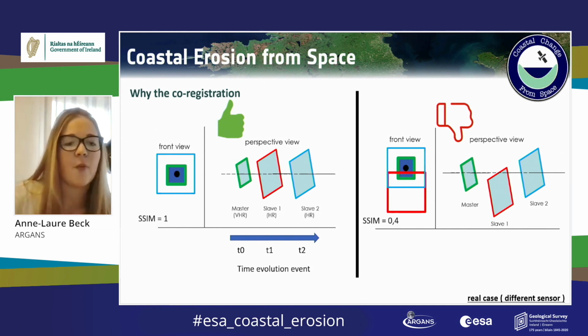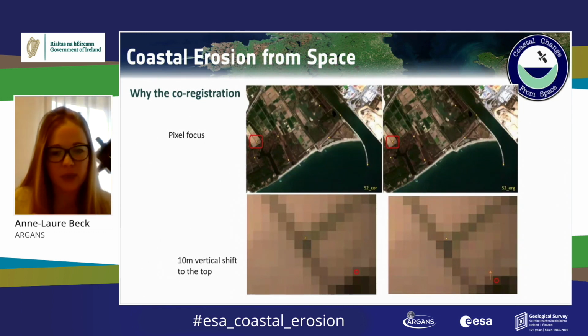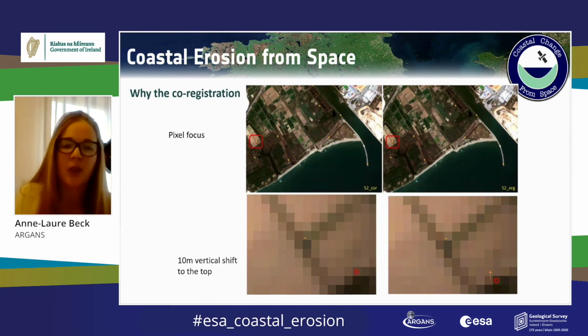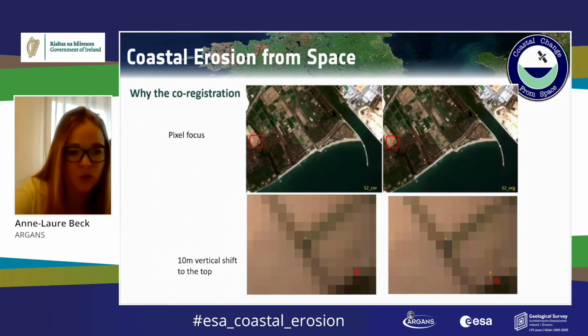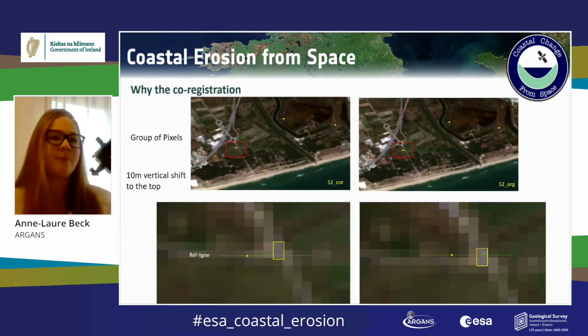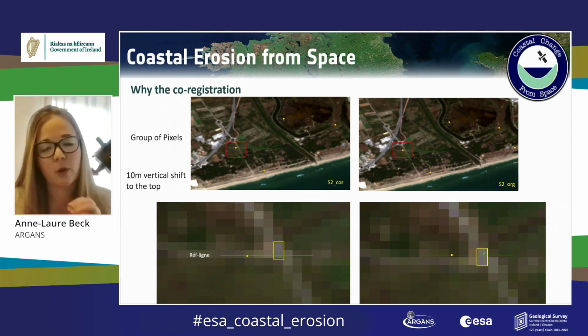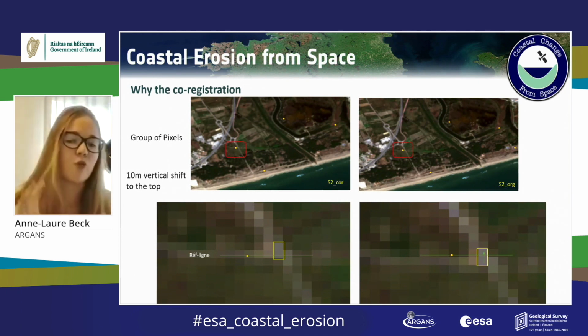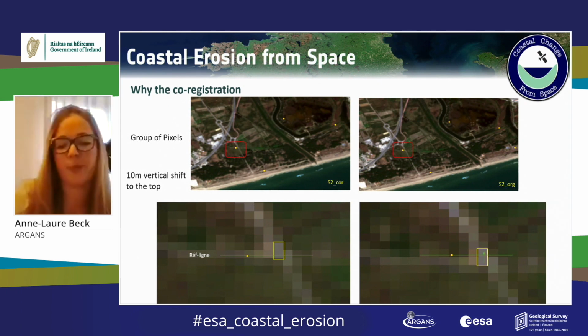Now we have two examples of a Sentinel-2 image before and after the co-registration. We focus on one little pixel, so you can see it in the zoom. Before and after the co-registration, we can observe a shift of around 10 meters to the top. If it's 10 meters to the top for one pixel, we will have the same change for other pixels. Here, the same image, but instead of focusing on one pixel, we're focusing on a group of pixels, and we have the same range of change, 10 meters to the top.